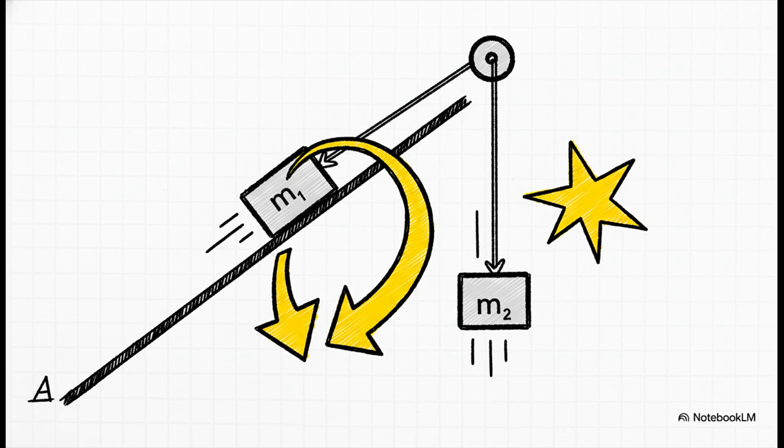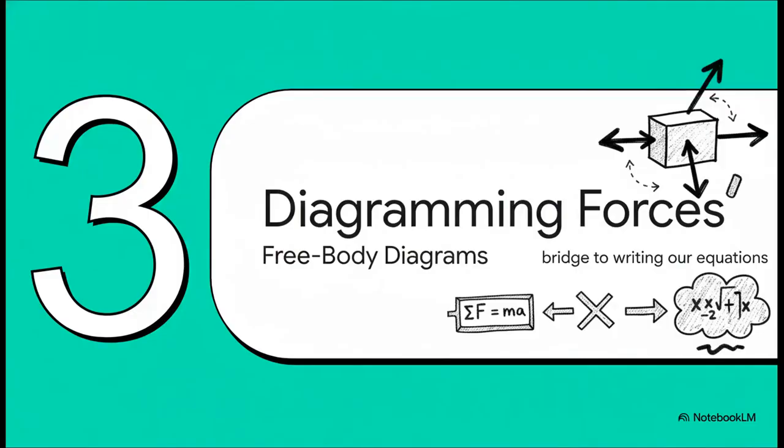It has to be pointing down the incline, fighting that upward motion. All the guesswork is gone. Now that we've nailed down the direction of motion, we can confidently move on to the next crucial step, drawing our free body diagrams. This is how we visualize all the forces before we turn them into equations.